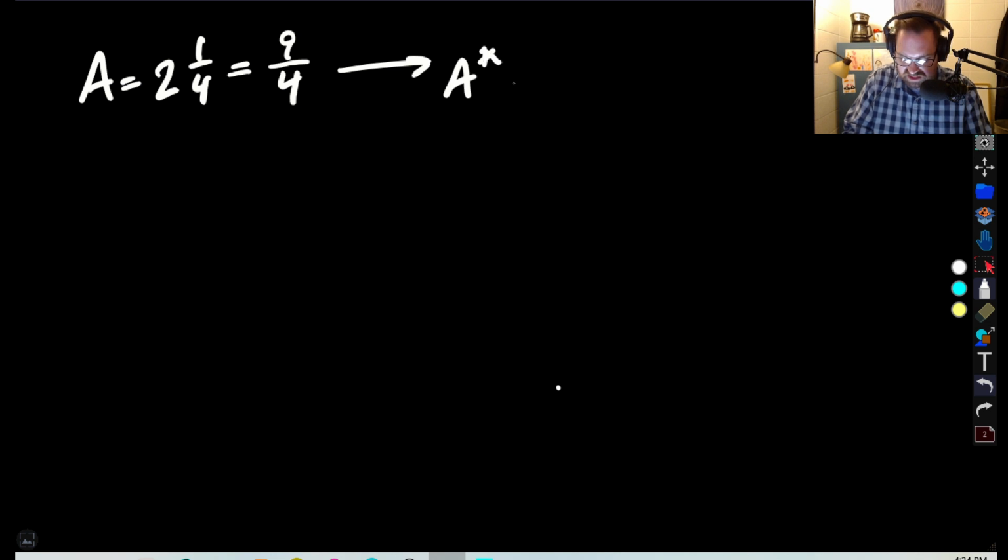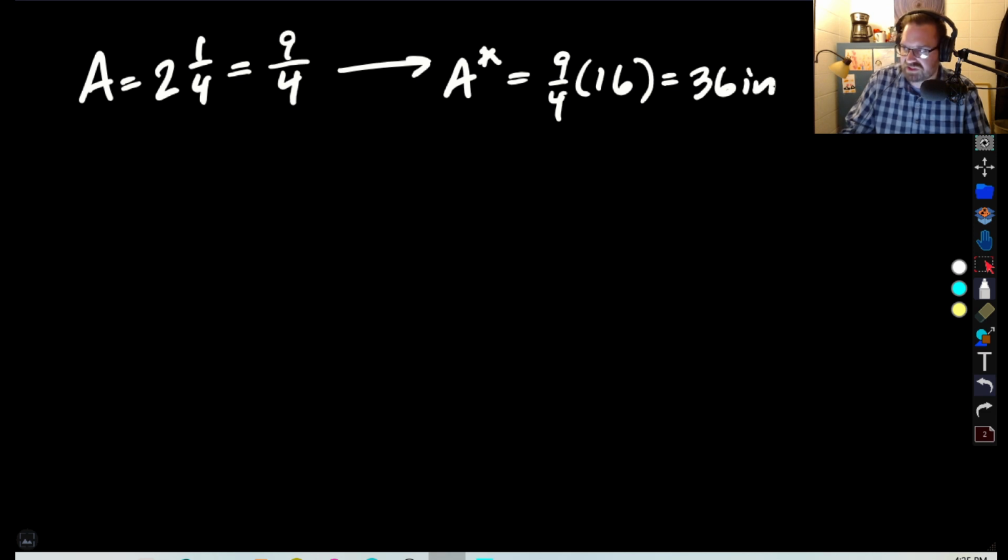All I have to do now is find what I'll call A star, which is basically just the scaled up version. To find the scaled up version, we take 9/4 and multiply it by 16. So 9/4 times 16 is going to equal 36. Again, this is going to be in terms of inches. The same thing goes for each piece.